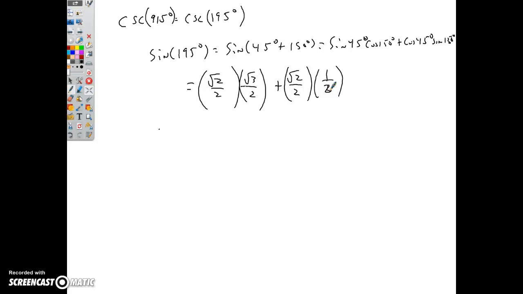So then this would be root 6 plus root 2 over 4, right? And that's what sine of 195 or sine of 915 degrees would be. Oh, I dropped the minus again. That's twice I dropped the minus. Third time minus.